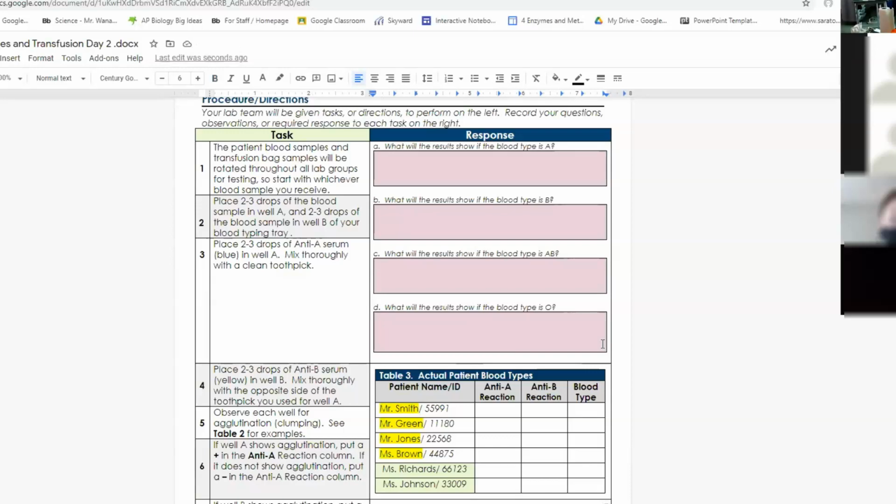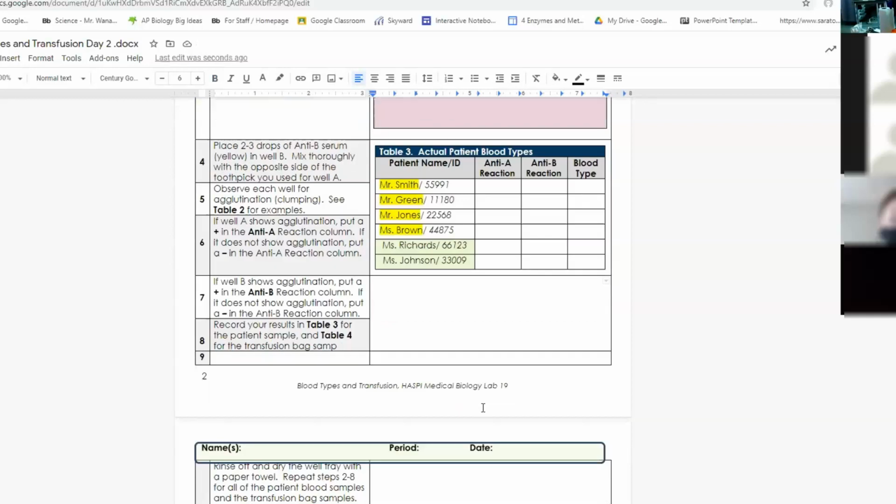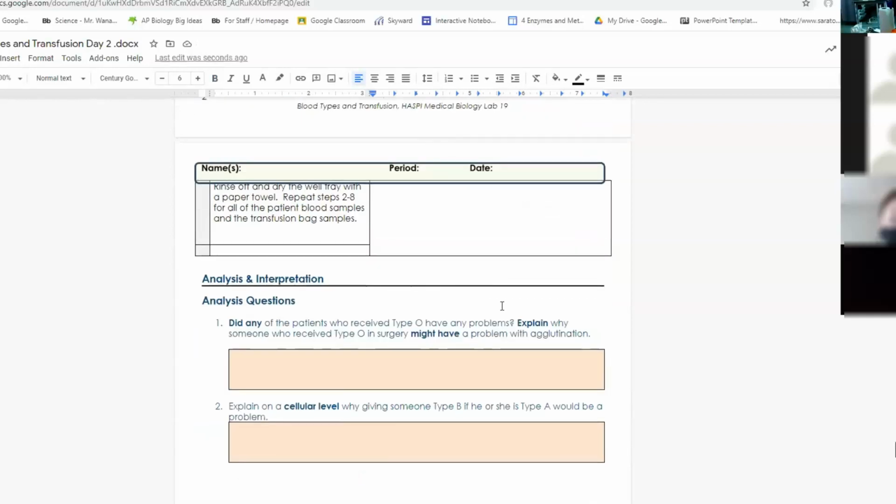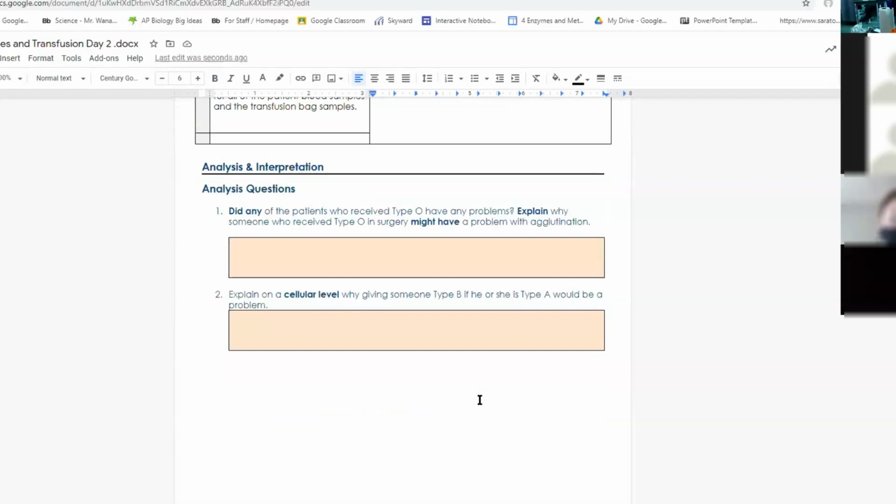So we're not going to do the transfusion bag, which means we've deleted table 4. And now we don't need the questions that relate to the table. So in the end, I just need these 2 questions. Are they 1 and 2? Did any of the patients who received type O have problems? Explain on a cellular level why giving someone blah, blah, blah. Okay, so this is question 2 and 3. So you would delete 1 and then the rest. Yeah, because it's like, why was the death so high, and is this malpractice?